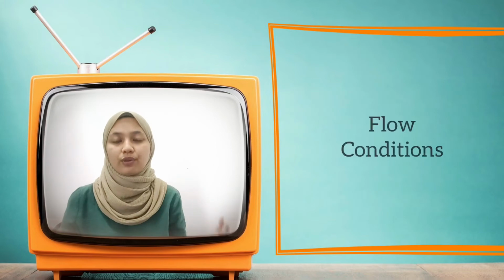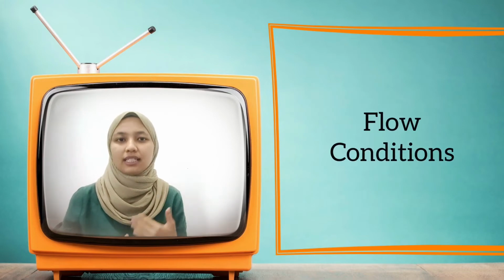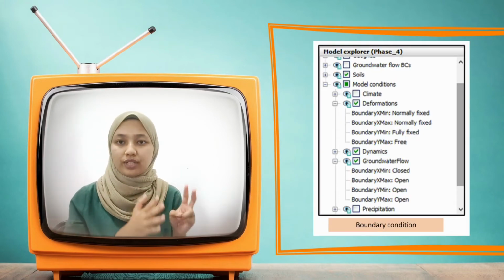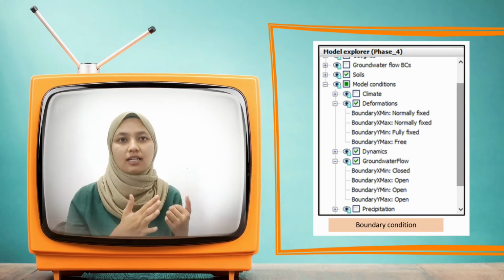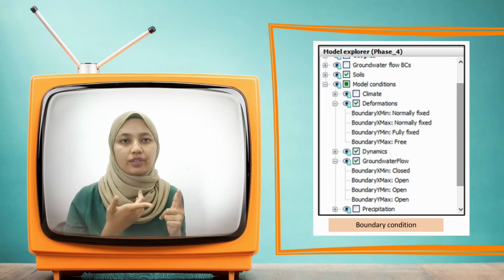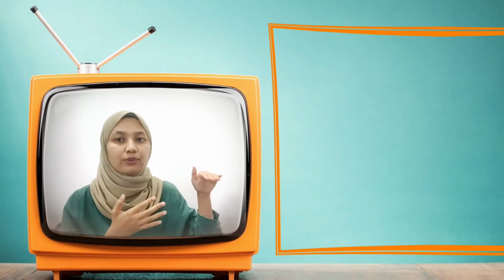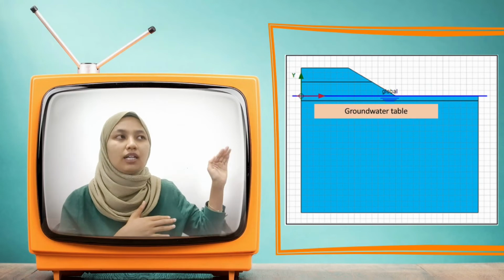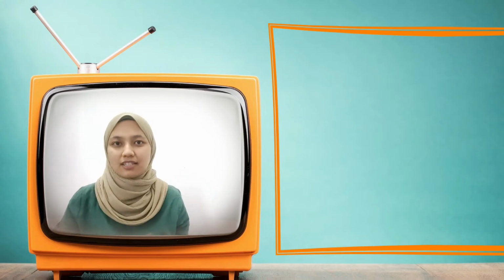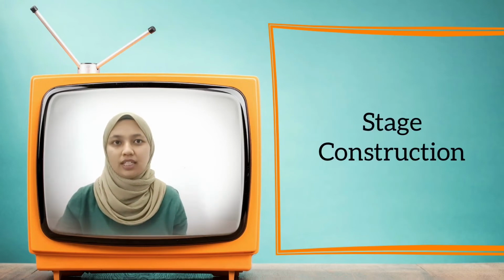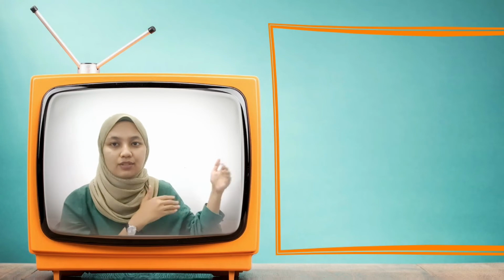We'll move on to the flow condition where we determine the boundary condition. So there are 2 parts of the condition that are important, which is deformation and also groundwater flow. Other than that, we have to determine the groundwater table where it must be on the ground surface, 0 meter.